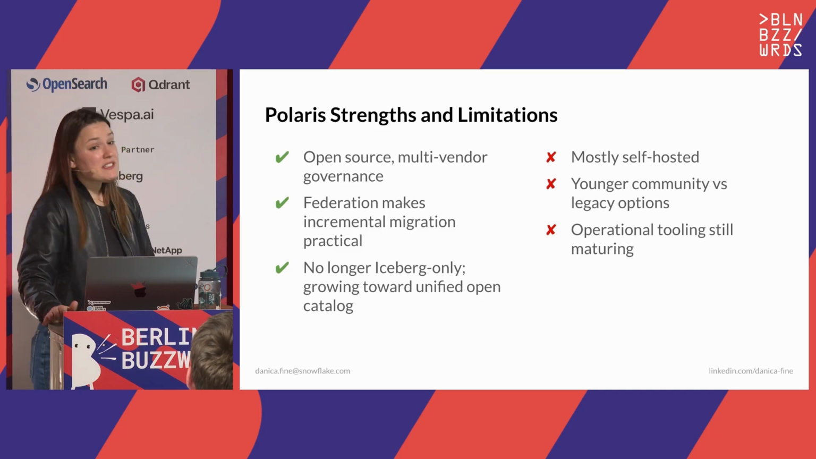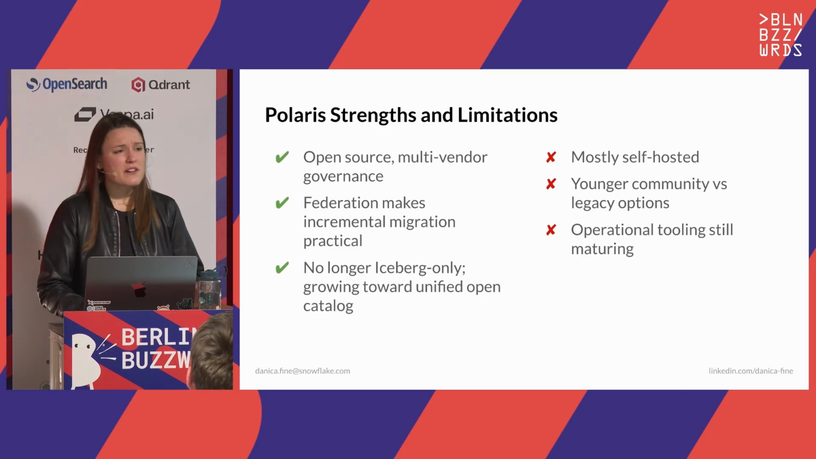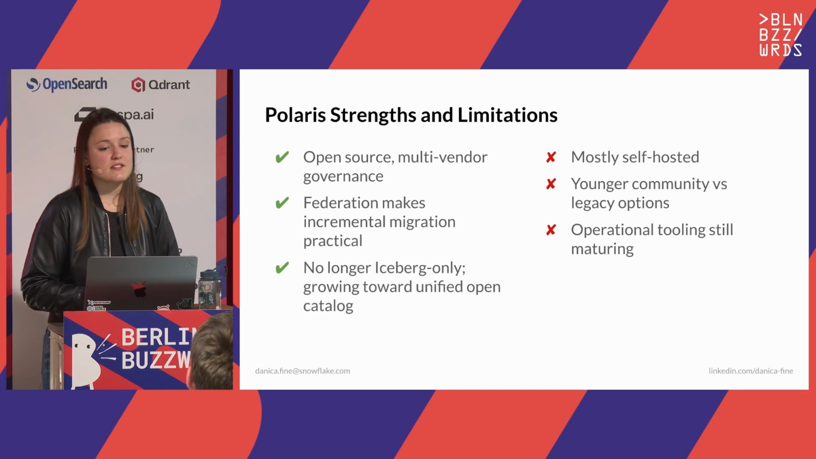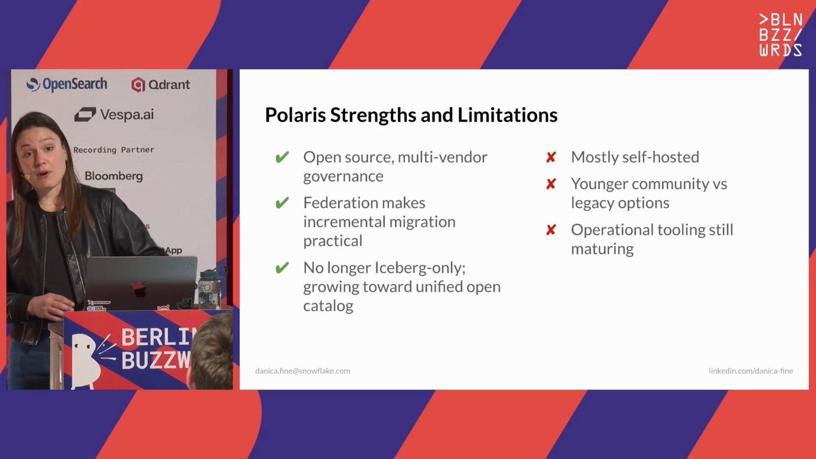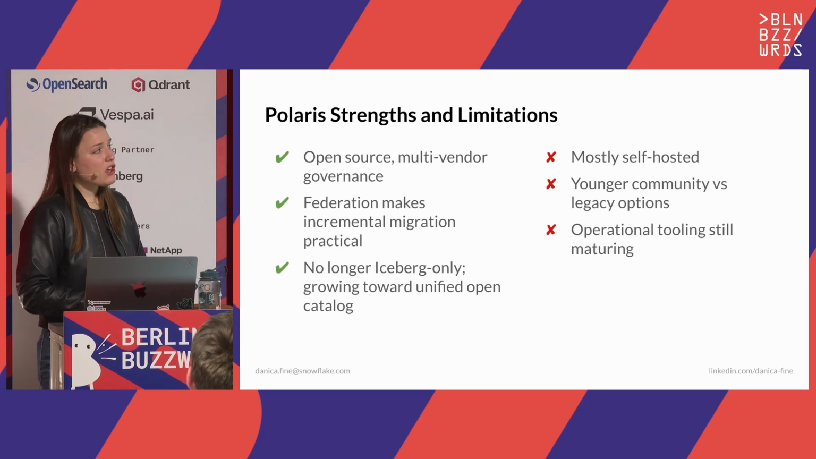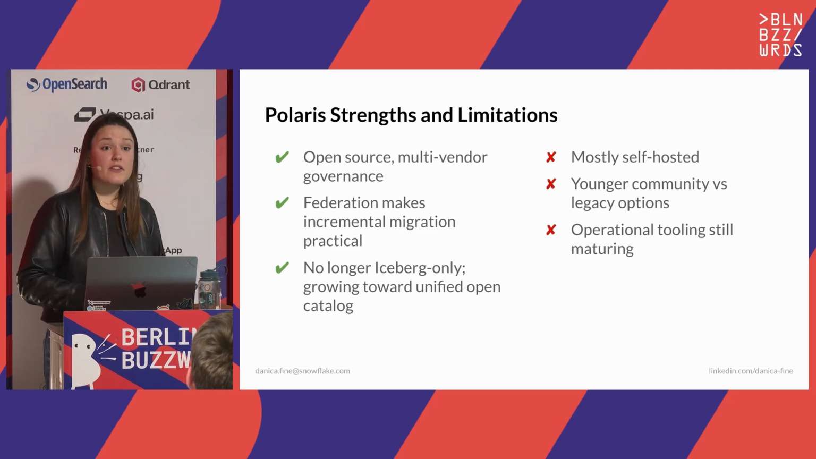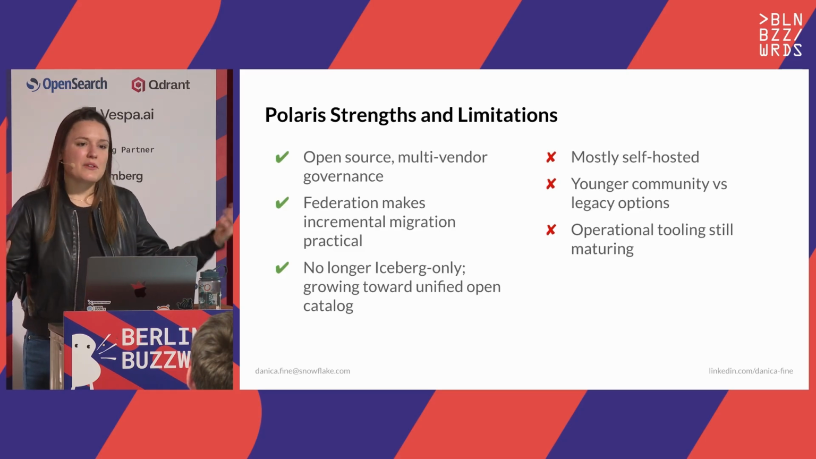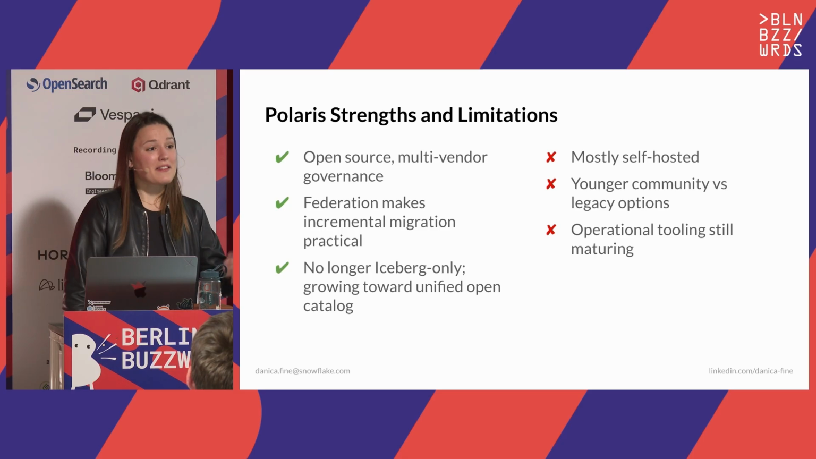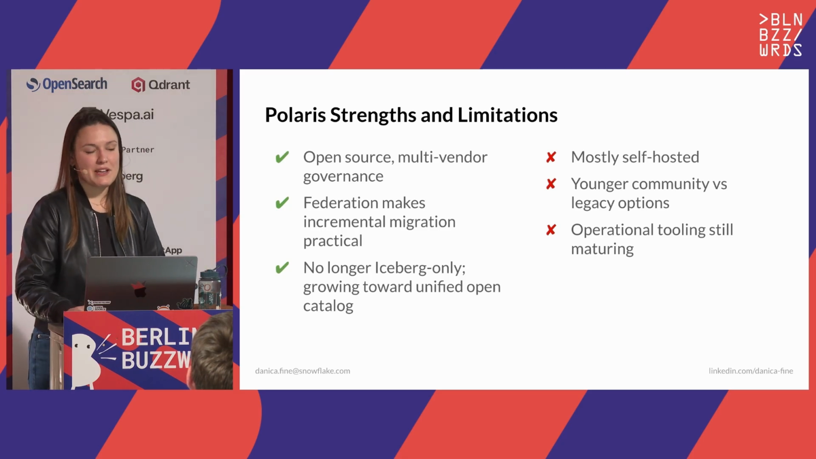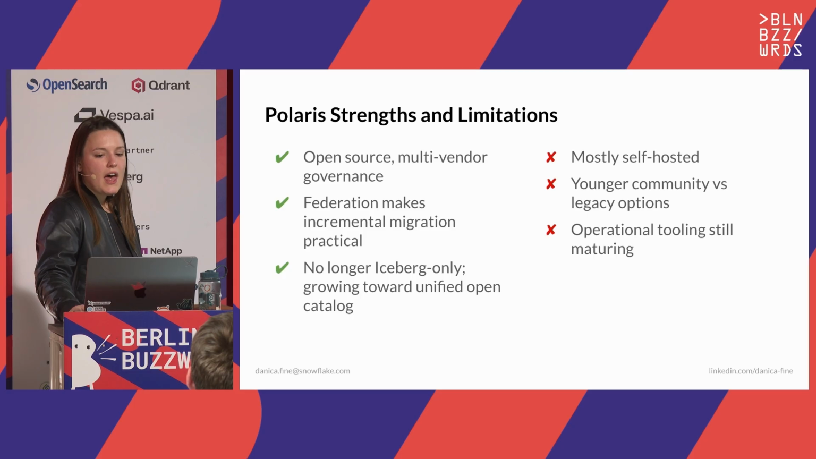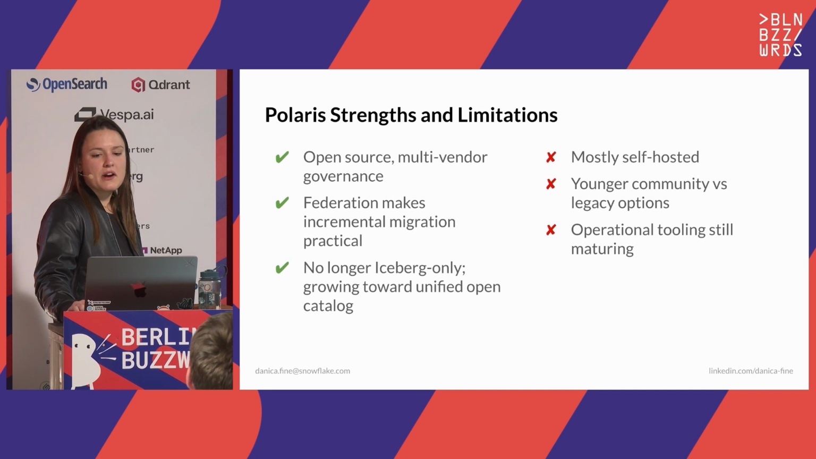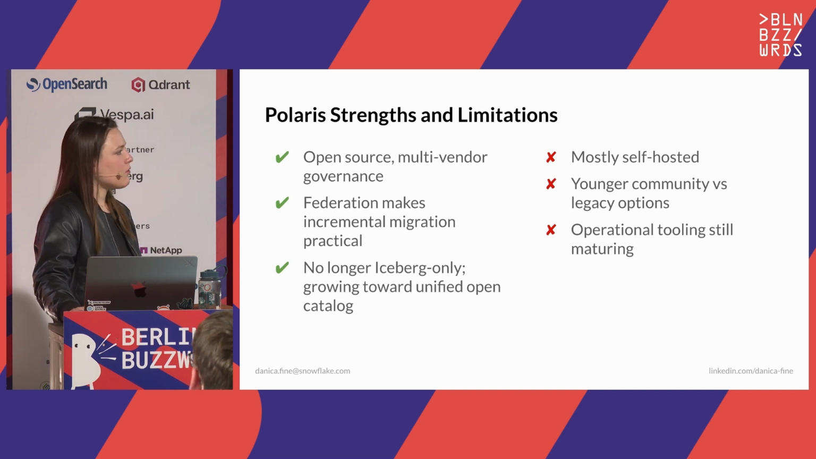Some trade-offs: mostly self-hosted at this point. There are some managed offerings springing up, but the open source project is mostly your responsibility, so you're going to deploy it, monitor it, and upgrade it long-term. The community is younger than a lot of the other catalog options we'll go through today. So you can decide for yourself if that's a good thing or a bad thing. There's less baggage, so there's that. But it's less mature. Operational tooling is still catching up, still maturing, compared to something like Glue, where AWS is going to handle everything for you.